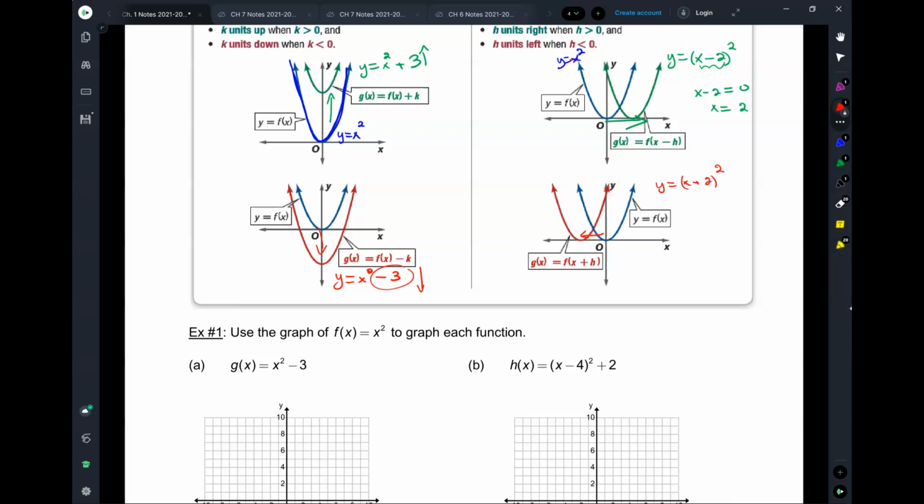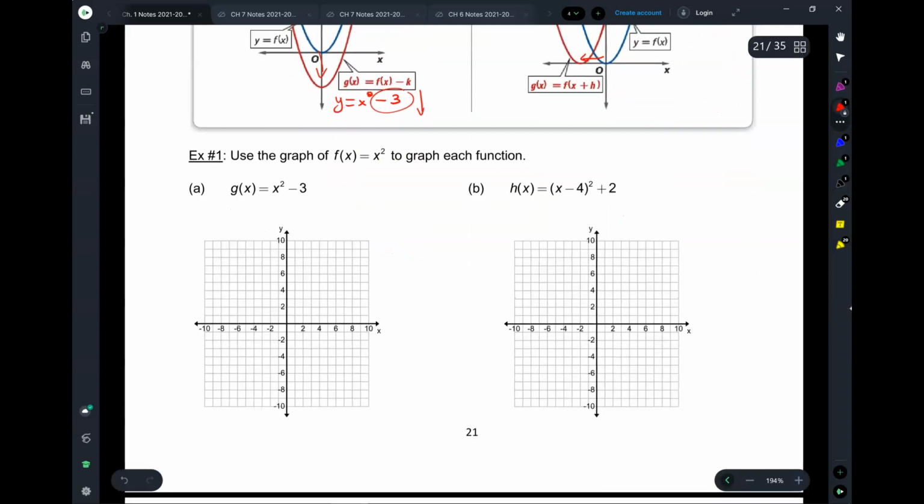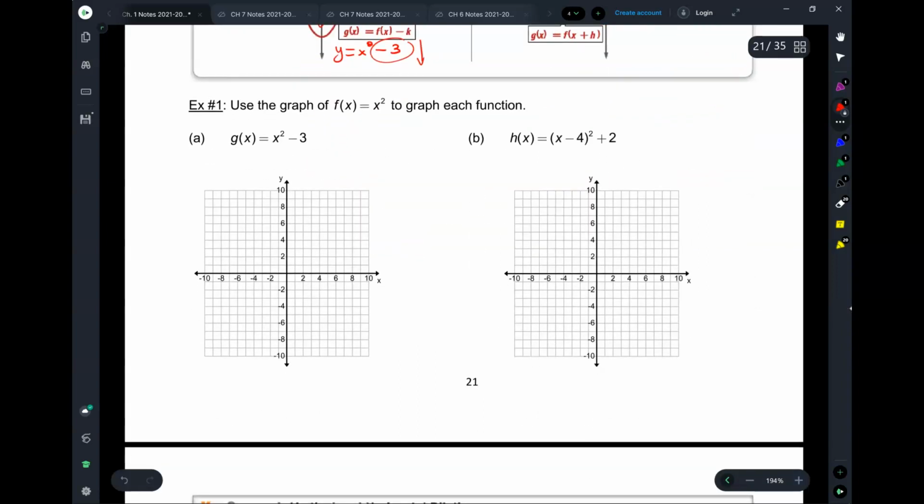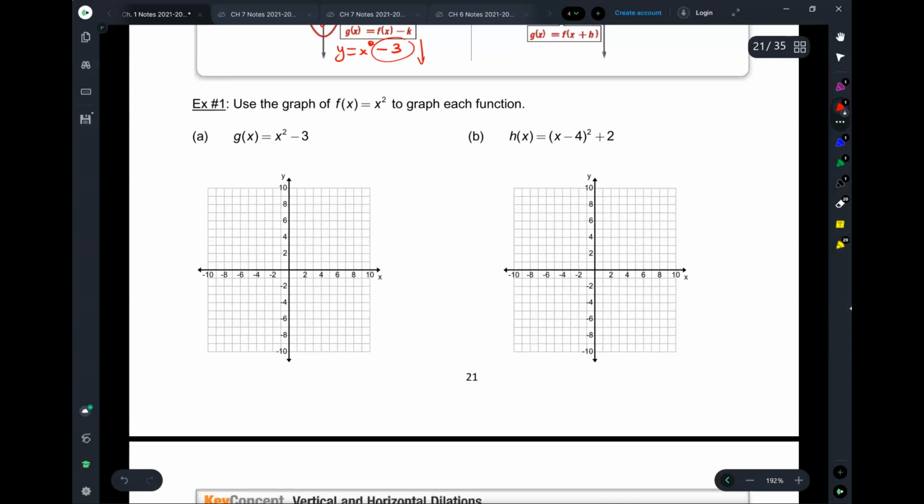Okay. So now, here's what we're going to do. We're going to graph x squared minus 3. First of all, this is an x squared. It's a parabola. What does the negative 3 do? It shifts it to the right. Shifts it down 3. I'm sorry, I thought it was inside.